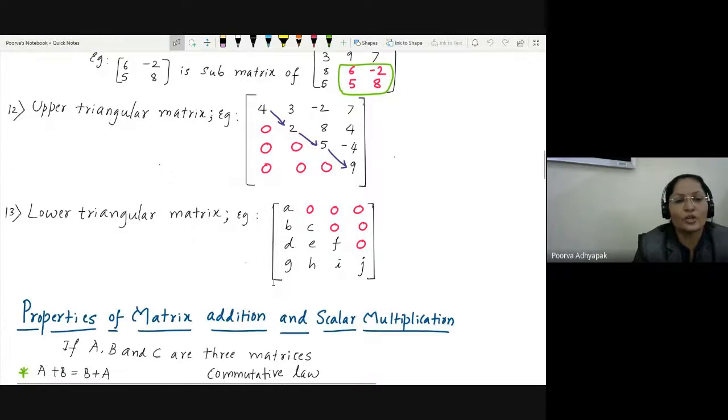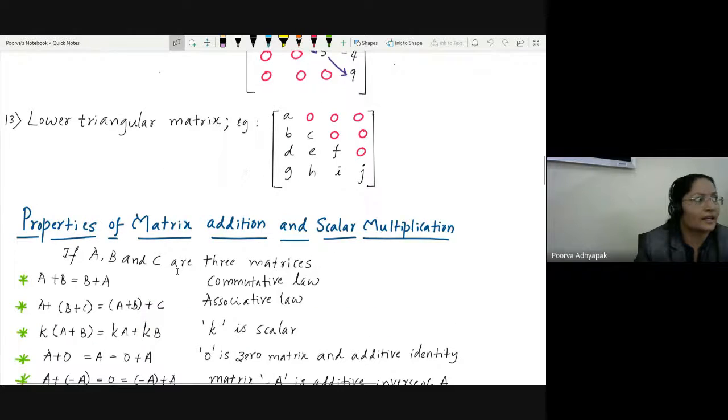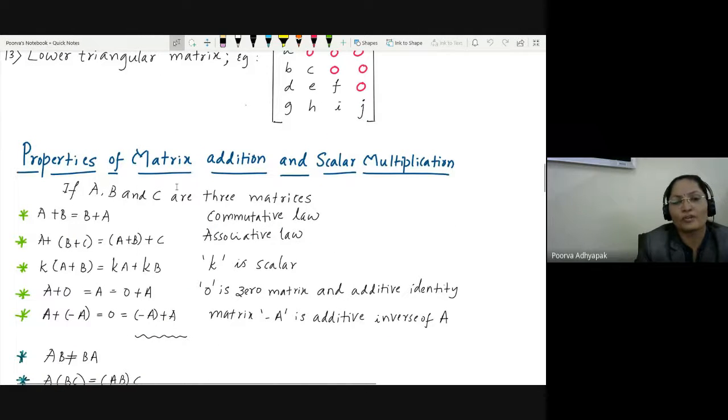The next one is lower triangular matrix. In lower triangular matrix, see here, the principal diagonal elements are A, C, F and J. The elements which are above these diagonal elements are all 0. So this is called lower triangular matrix. Then coming to the next one, properties of matrix addition and scalar multiplication.